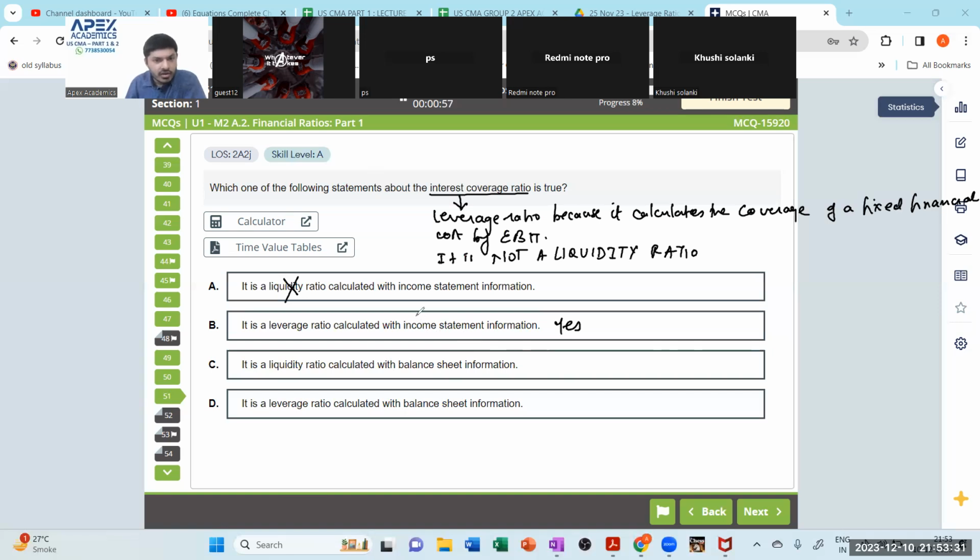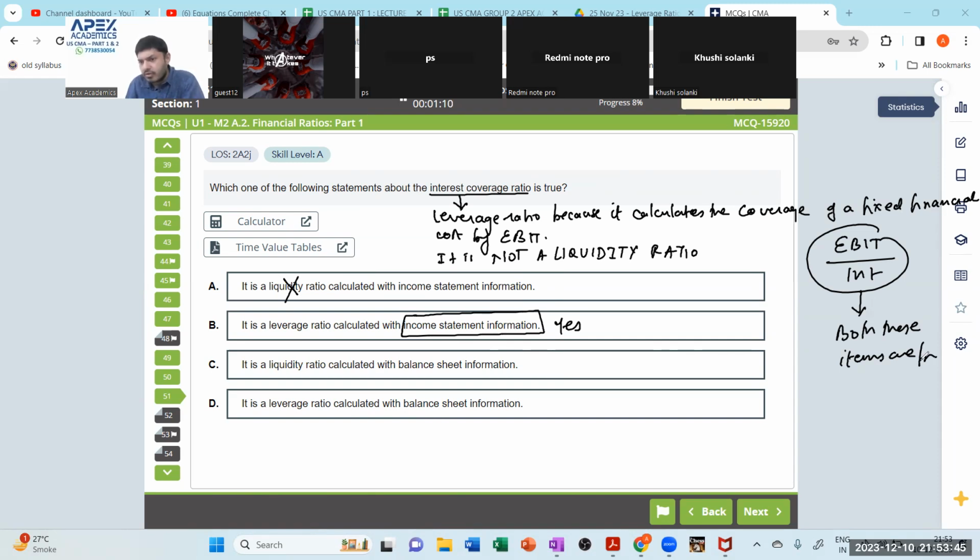Sir, how are you saying income statement information? My dear friends, what is that? EBIT upon interest. Both these items are from the income statement, na? Yes or no? Yes, sir. You remember your income statement format? I will say over here, refer to the income statement format.